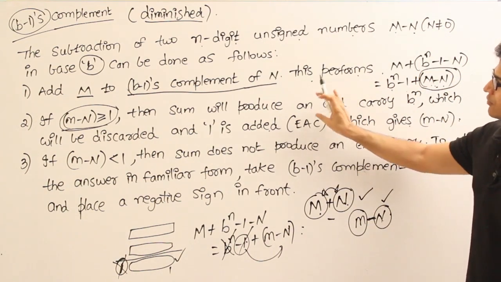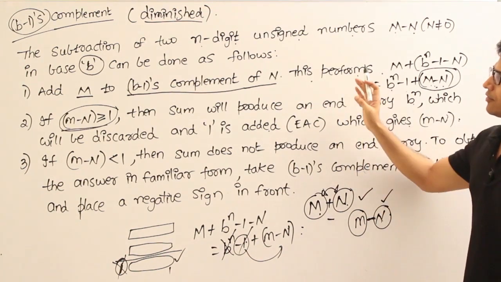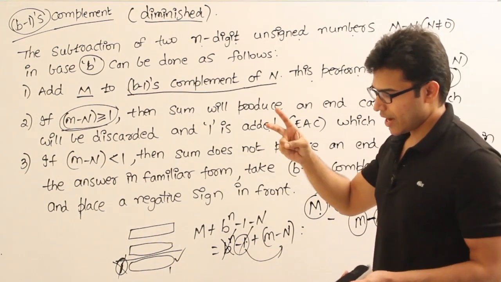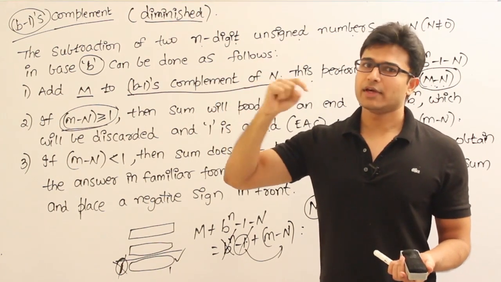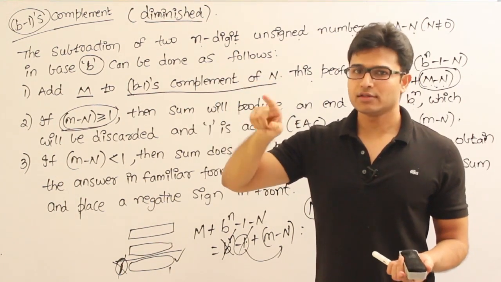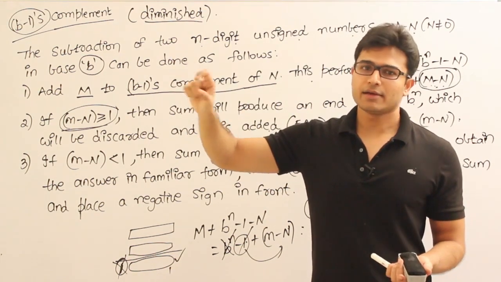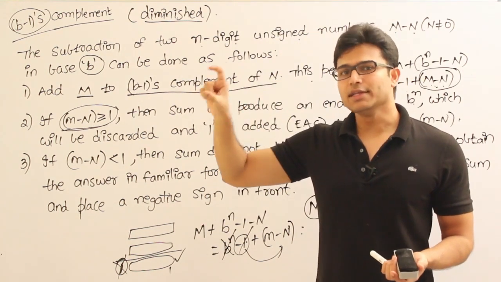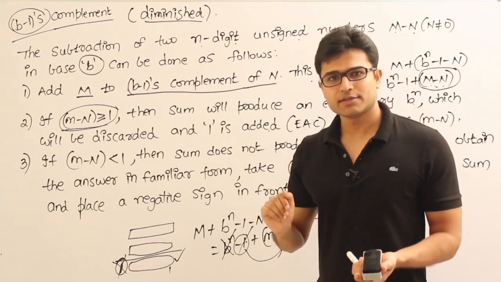One other way of understanding this, without understanding all this, is: whenever you add one number to the b minus 1's complement of the other number, see if the carry is produced. If the carry is produced, take that carry and add it back. That is called end around carry, right? Take that carry and add it to the least significant bit of the sum. Then whatever you get is the answer.